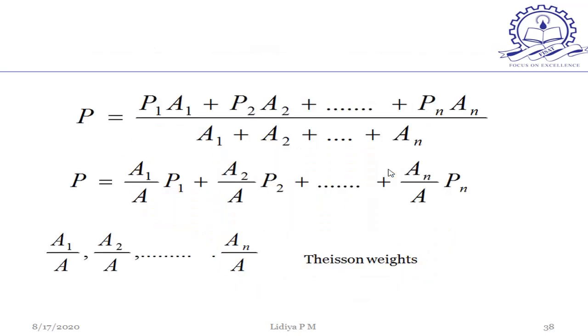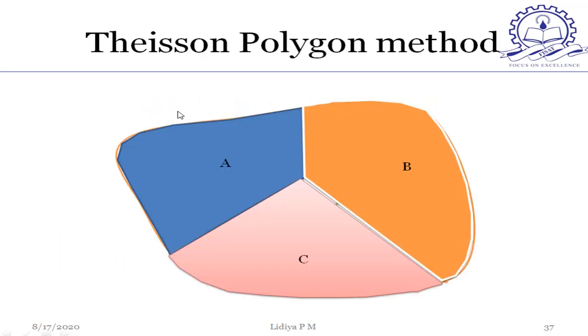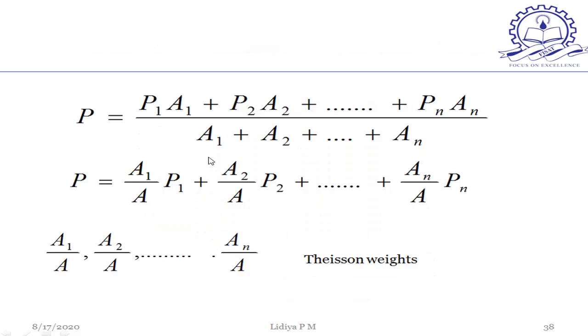Then you can use this equation for calculating the average depth of rainfall. P equals P1 A1, where P1 represents the rainfall data at station 1 and A1 represents the area. So this is the area. Then plus P2 A2 plus etc. Pn An divided by A1 plus A2 plus etc. An, where the denominator represents the total area which we are considering.